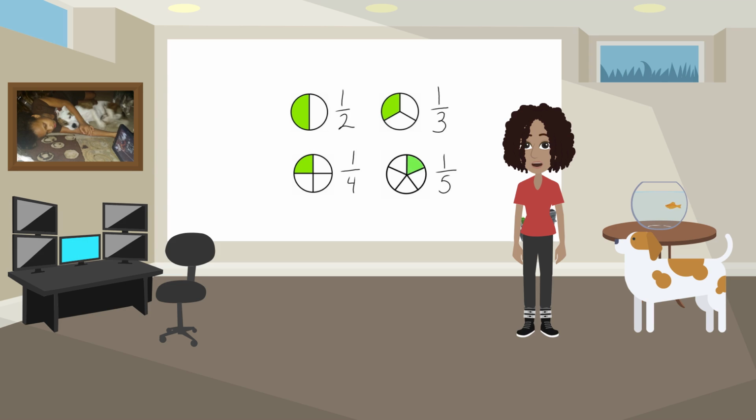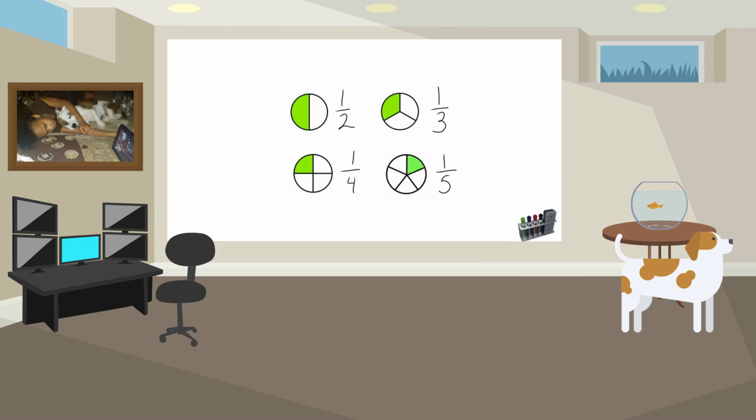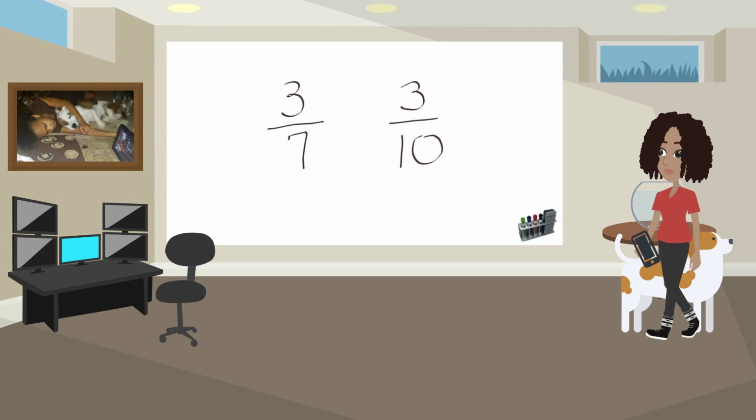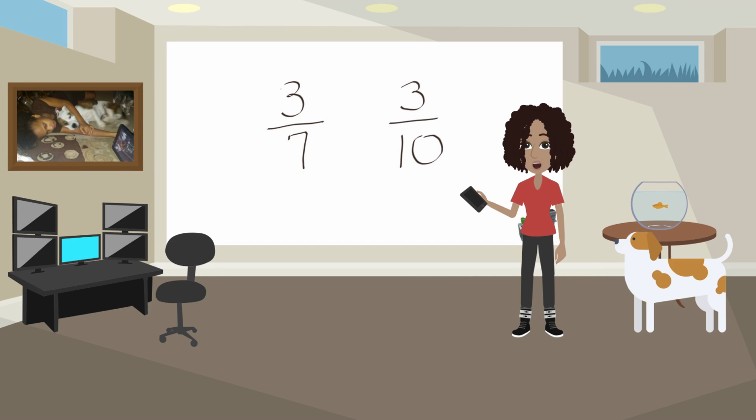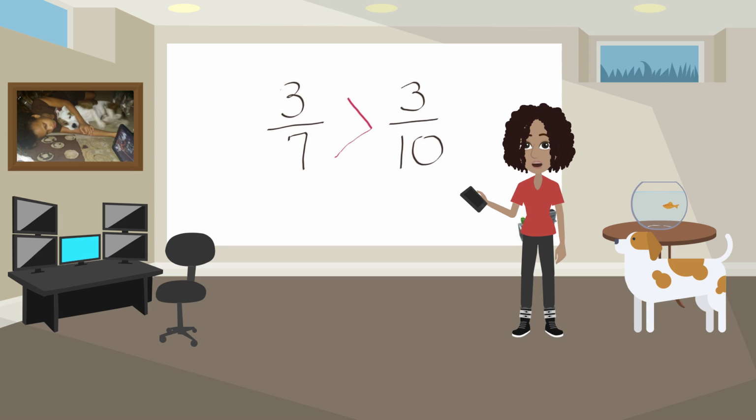Now, let's compare fractions without the visual models. You understand that smaller denominators have larger parts, so this will be easy. Let's compare 3/7 and 3/10. 3/7 has a smaller denominator and larger equal parts, so 3/7 is greater than 3/10.